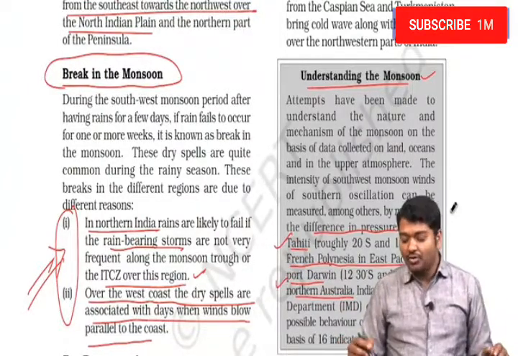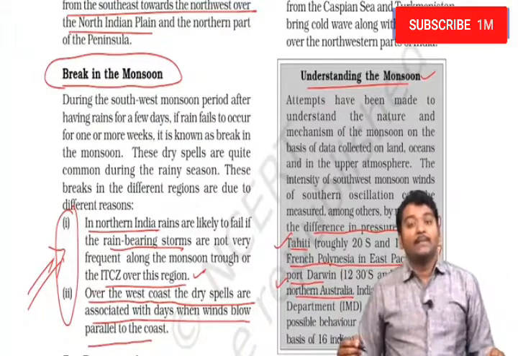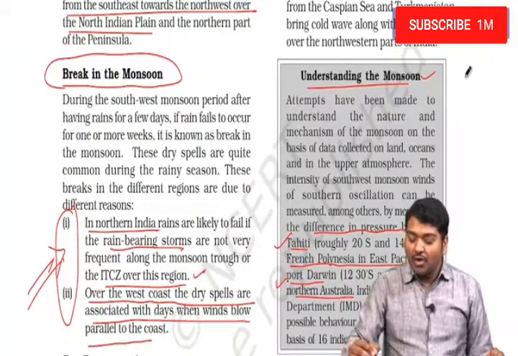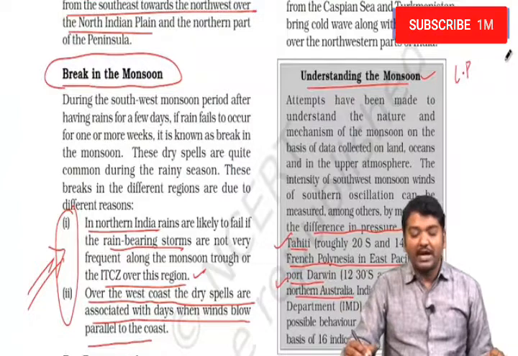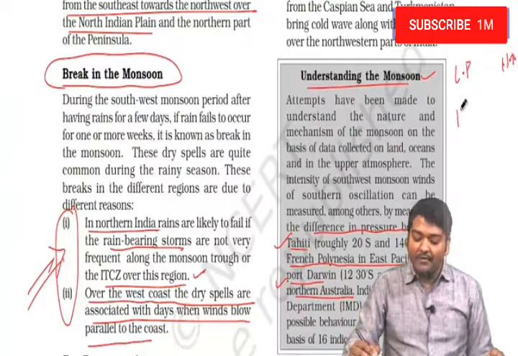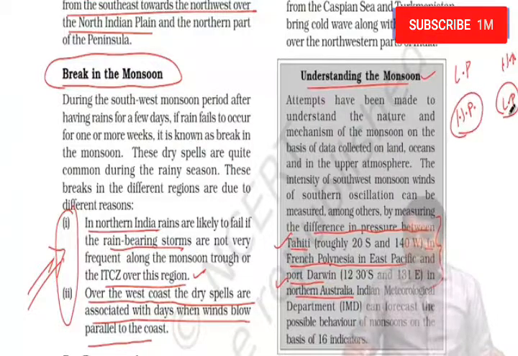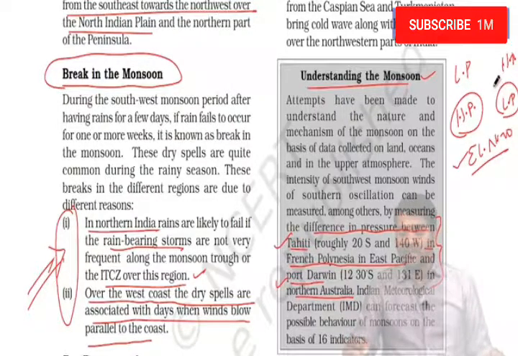My request to you, you have to remember these two places, because normally, if you have high pressure over Darwin and low pressure over Tahiti, then you usually observe El Nino. In the newspaper, you will read that warm waters are accumulating near Tahiti, and this shows that India will be having less rainfall now.